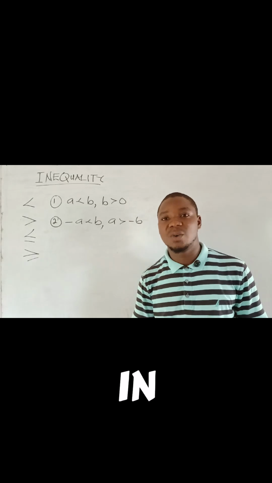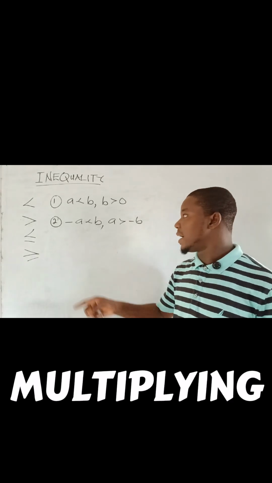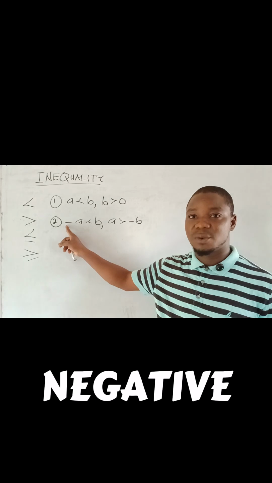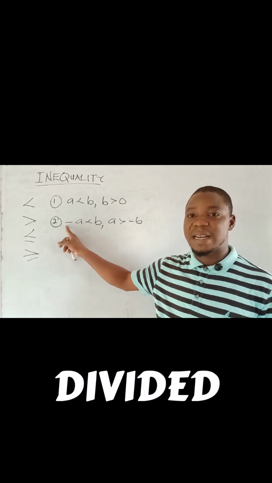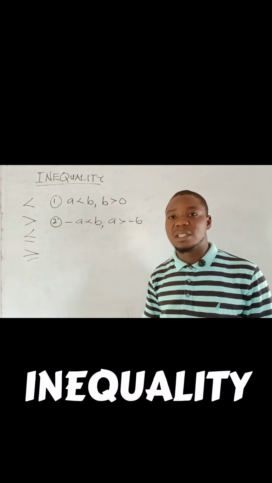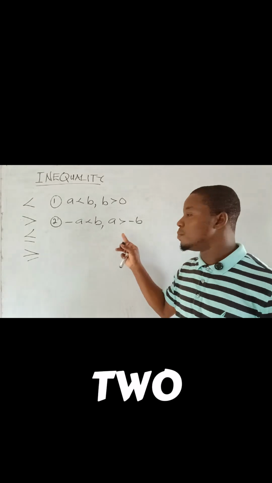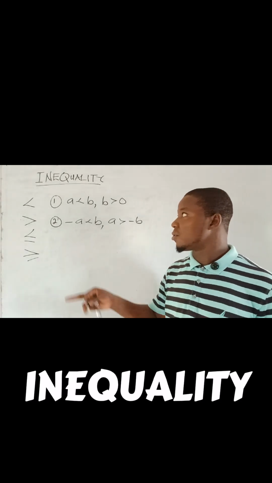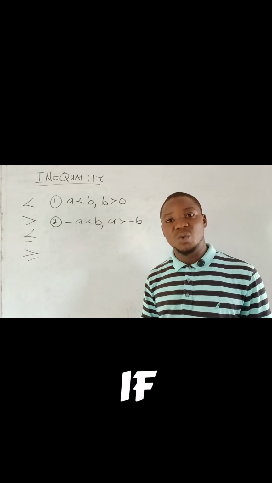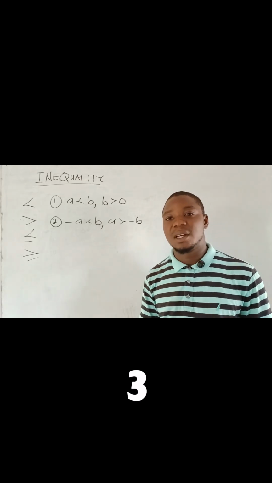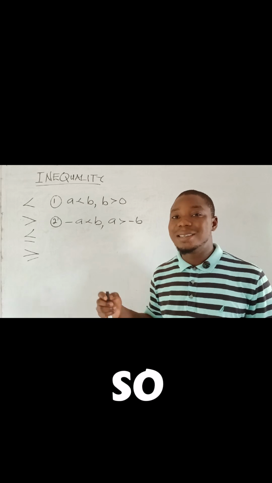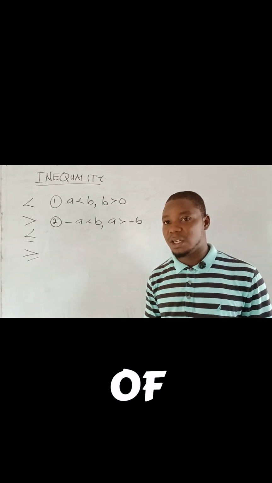That's to tell you that in inequality, whenever you are multiplying by a negative number or a negative coefficient, or whenever you are dividing by a negative number, the inequality sign changes. So these are the two basic rules of inequality. Of course, the first one is clear: if 2 is less than 3, it means 3 must be greater than 2.